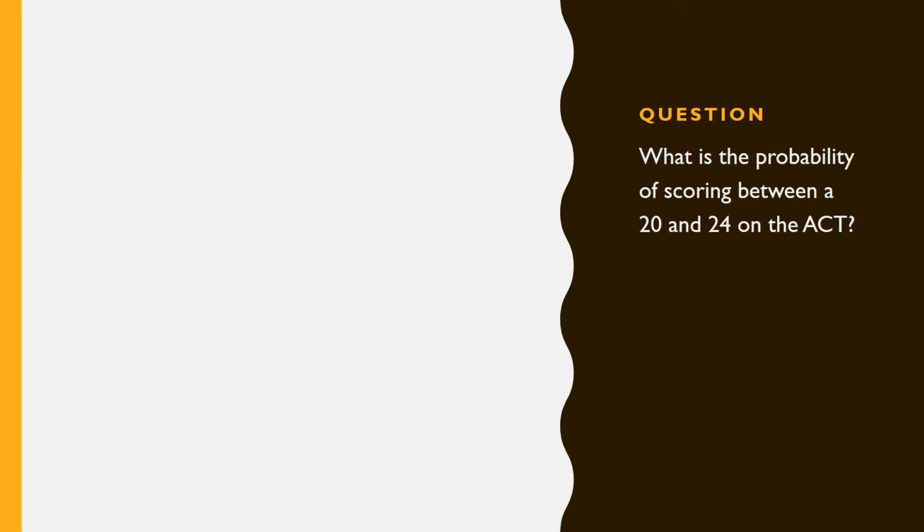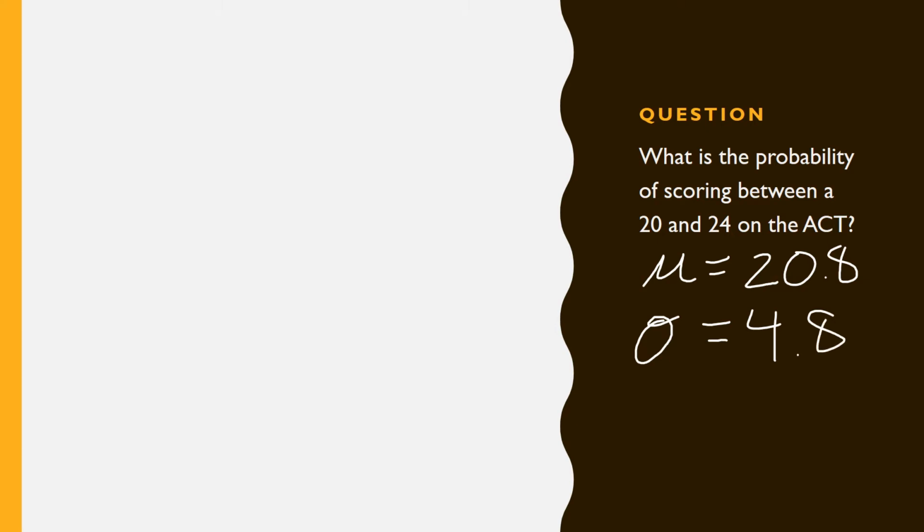Okay, on this problem, we're going to do a between problem. You want to know what is the probability of scoring between a 20 and a 24 on the ACT. So to do this problem, we need to know what the raw scores are, which is 20 and 24, and then we need to know the mean of the ACT scores in the population, which is 20.8, and we need to know the population standard deviation, and that's 4.8, and we're going to assume that it has a normal distribution.